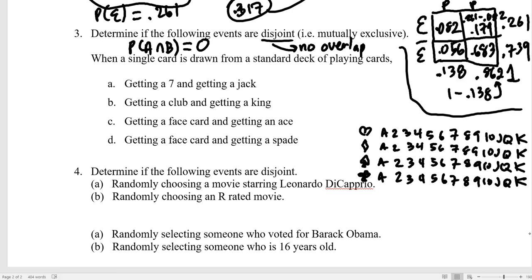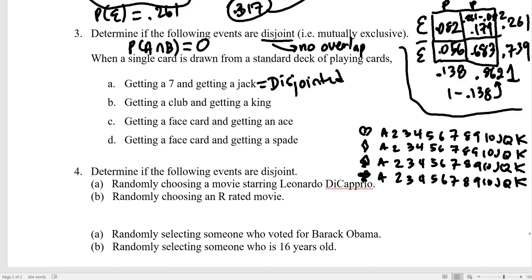So can I, if I'm pulling out a single card, get something that is a 7 and a jack? Well, here are all the 7s. Here are all the jacks. Is there an overlap? No. If there is no overlap, then they are disjointed.